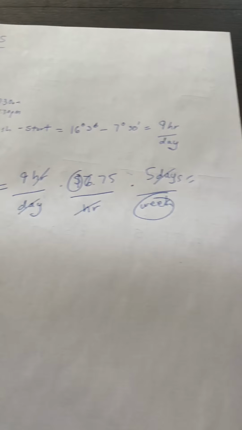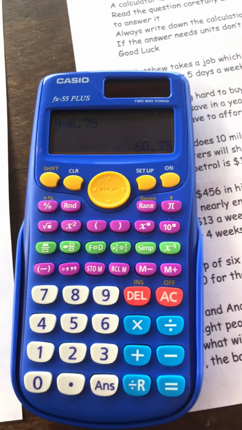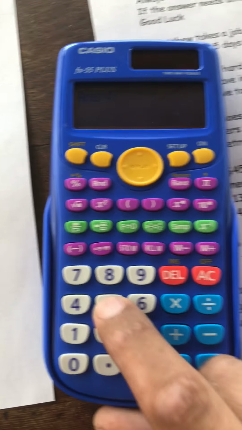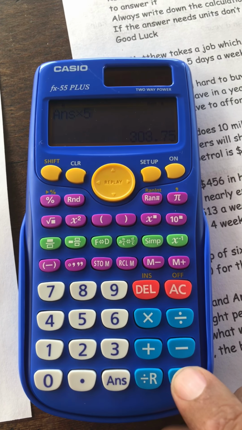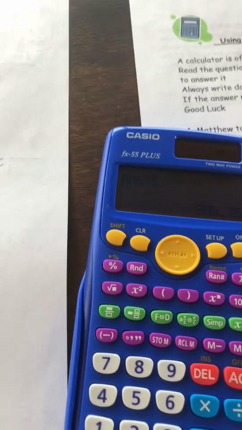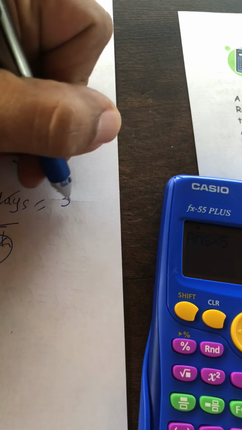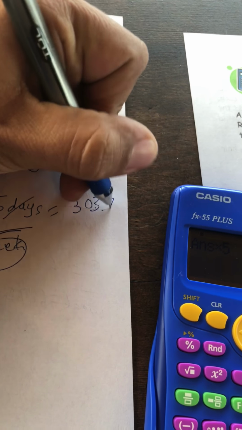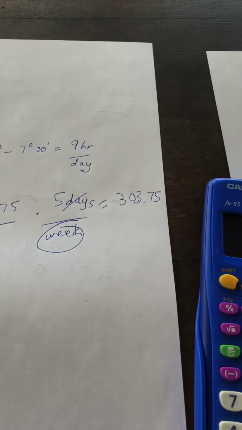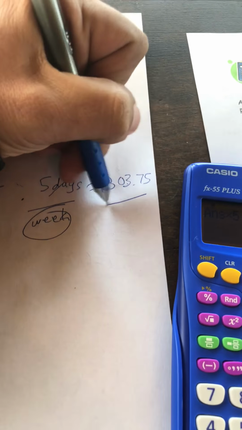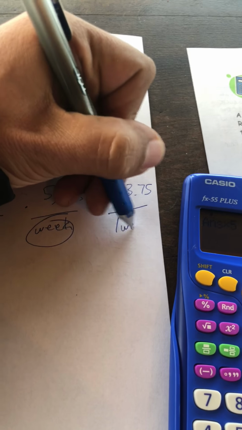So let's go back and try that. We have our answer, 60.75 times 5, 303.75 is our final answer. Now what are the units? What does that mean? That's in dollars. That is how many dollars Matt makes in 1 week.